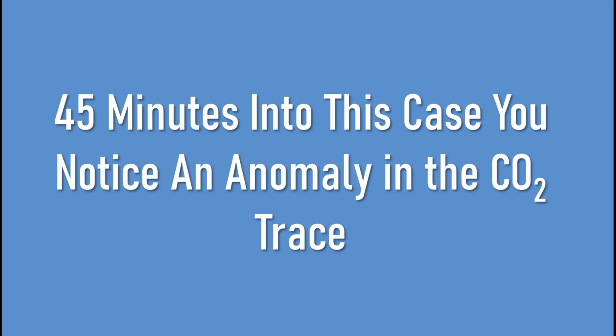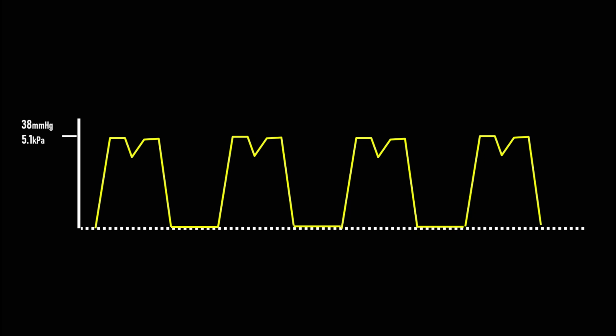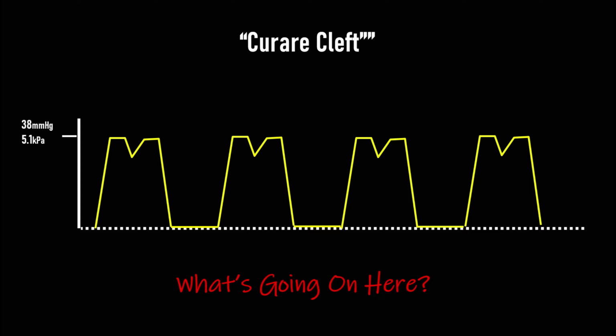45 minutes into the case, you notice an anomaly in the CO2 trace. Can you spot the anomaly? The patient is on volume or pressure control on the anesthetic machine, and what's happened here is that they have a thing called a curare cleft. They're beginning to breathe spontaneously because the neuromuscular blockade has begun to wear off. But there is no assist control mode on the ventilator, so the patient is inspiring during expiration.